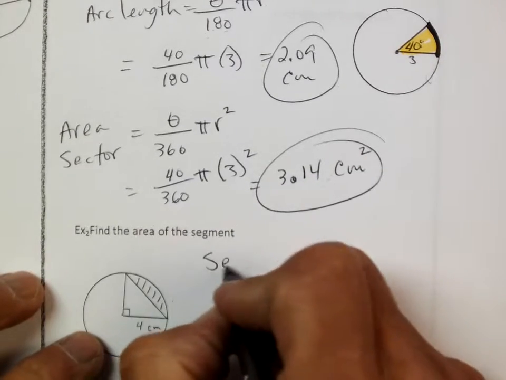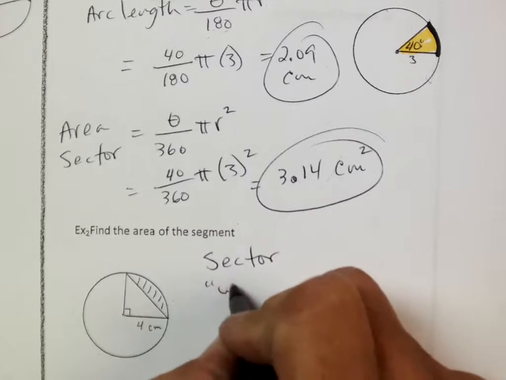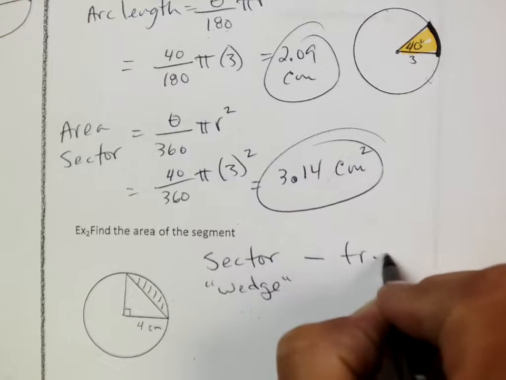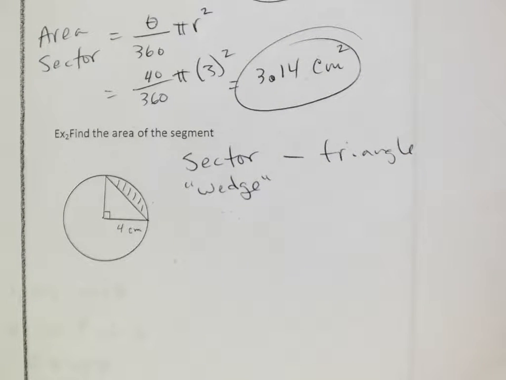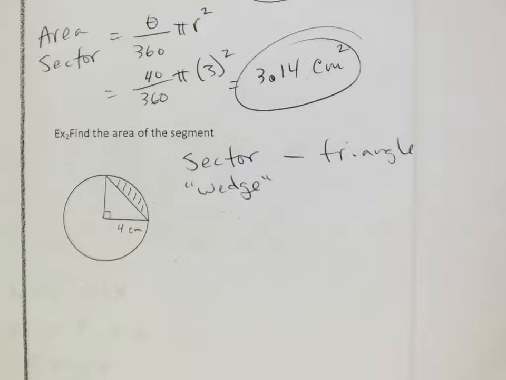So what we need to do is find the sector, which is like the piece of pie or the wedge, and we're going to subtract the triangle. If we take the piece of pie and subtract out that triangle, what's left over is the crust. Well, let's use the math words. If you take the sector minus the triangle, you get the segment. Or, easier, take the piece of pie, subtract the triangle, and you get the crust. How's that? Easy to understand, right?